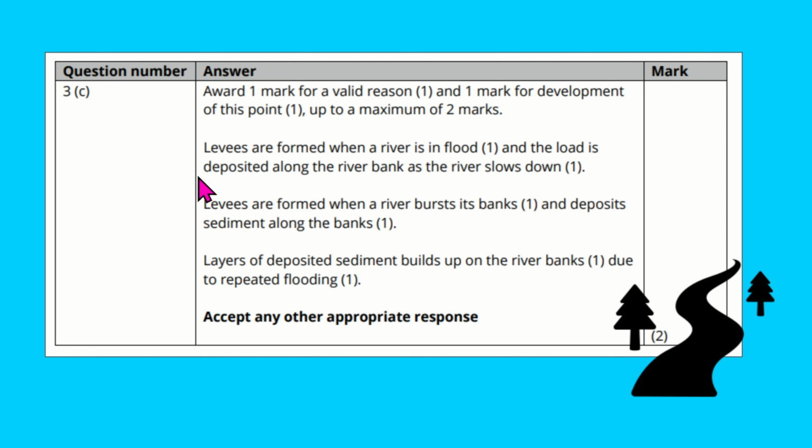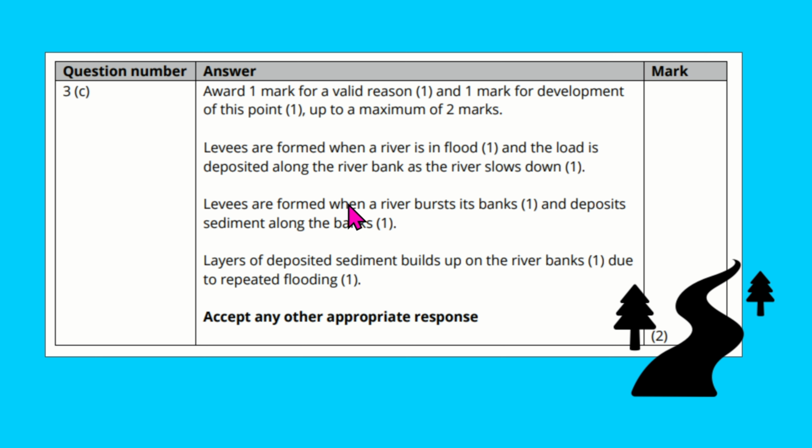Okay, so nothing scary. Let's just look at this. Generally with mark schemes, they tend to be the most common answers at the top, and they become slightly more niche as you go down. Levees are formed when a river is in flood. The load is deposited along the river banks as the river slows down. Nice. Talking about the kind of sediment load, it's quite good. And so on. Levees are formed when a river bursts its banks, flooding, deposits sediment along the river. That, for me, that's much easier. We can see it still picks up 100%.